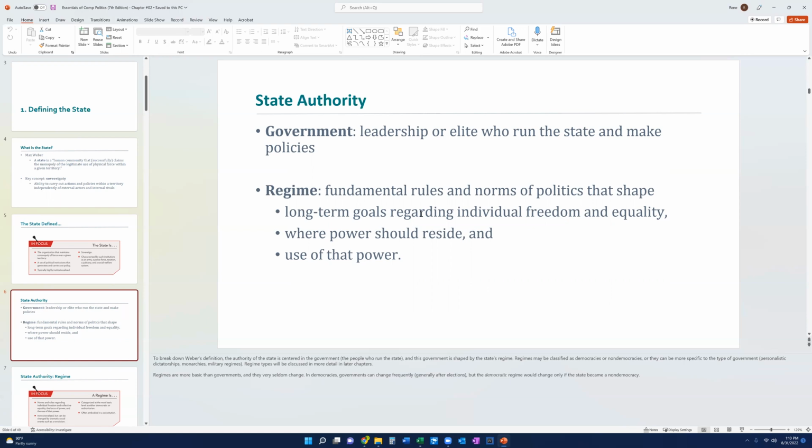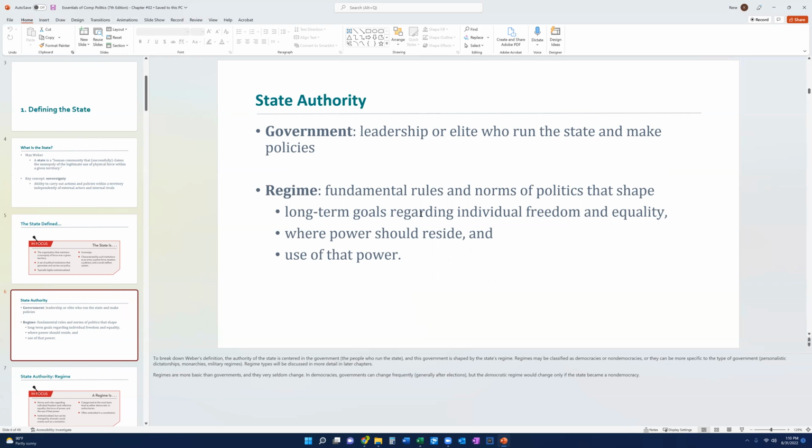Who has the power? Where is power granted? Is it in the executive branch, in the state, in the legislative branch? Is it going to be more power for the national government, or are there going to be regional governments that have more power? How is that power used? All of those are questions that are answered by the state's regime.